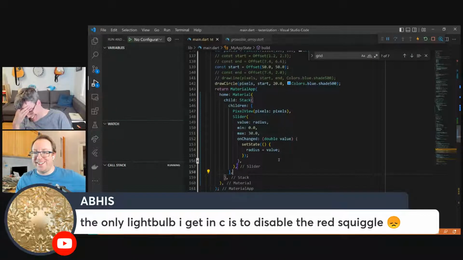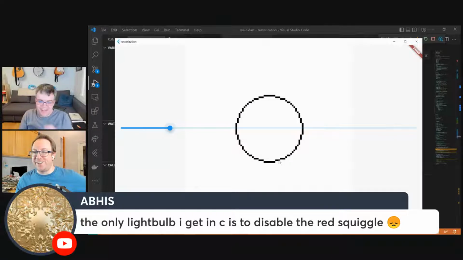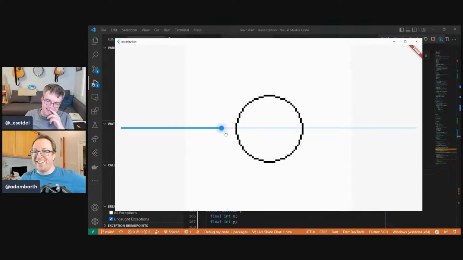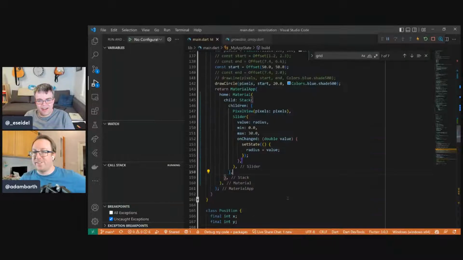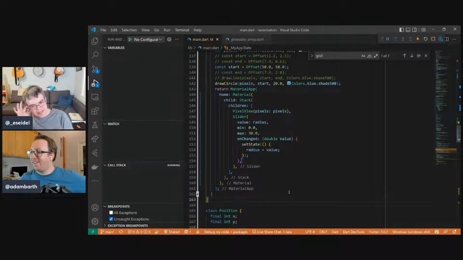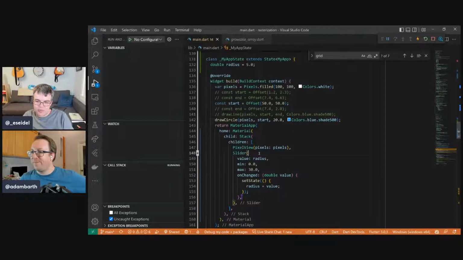The only help I'll get is in C, is to disable the red screen. Oh, there we go. That's what we needed in life. No go? Why are we? I call set state. What did I do wrong? Well, we're not passing the. Oh, this is repaint. Oh no.